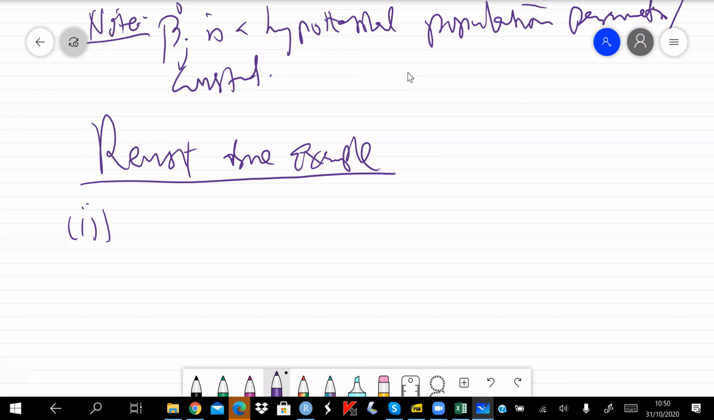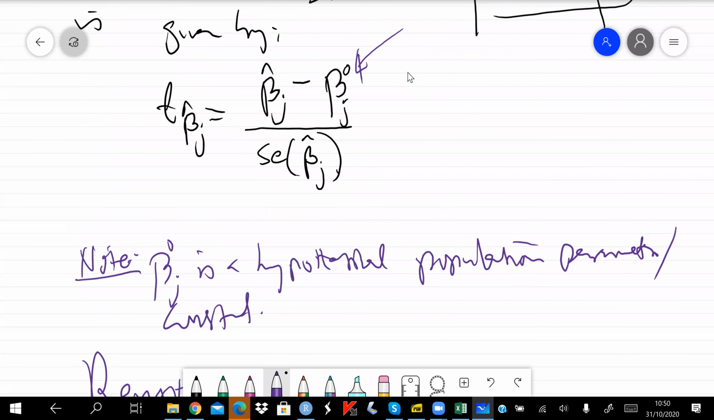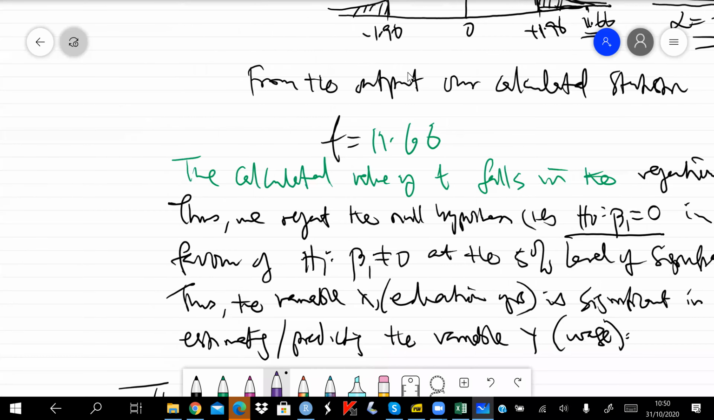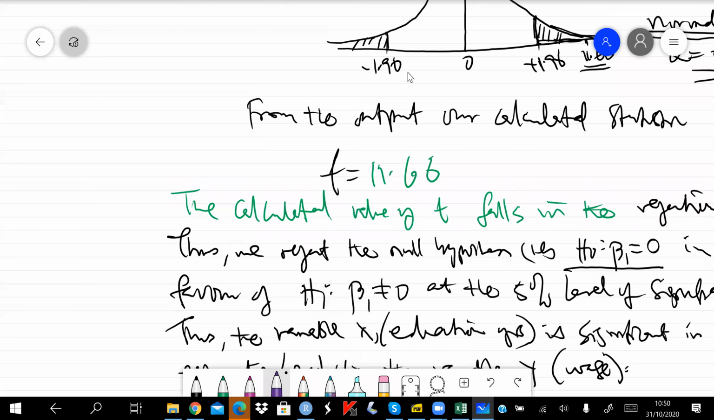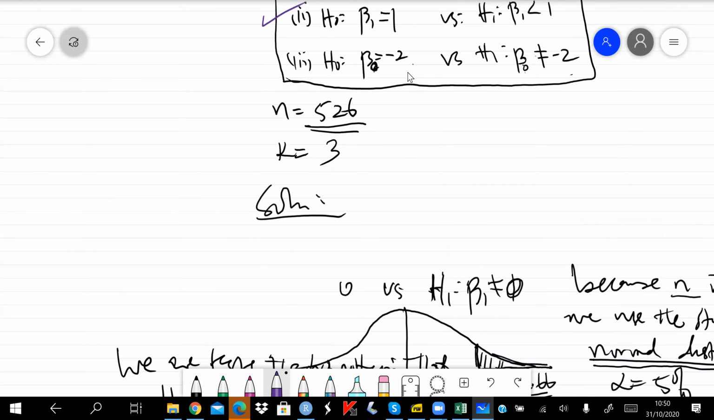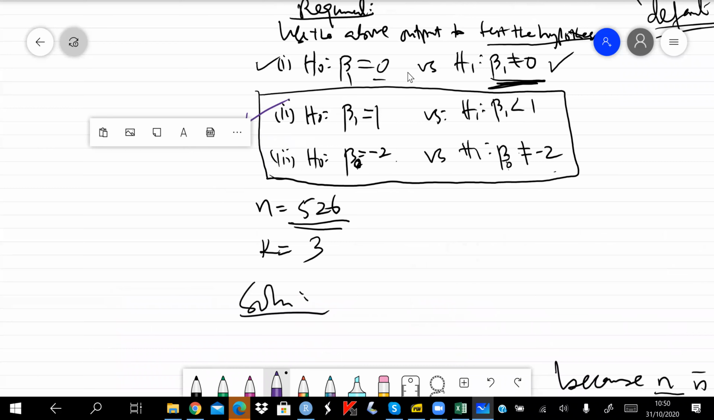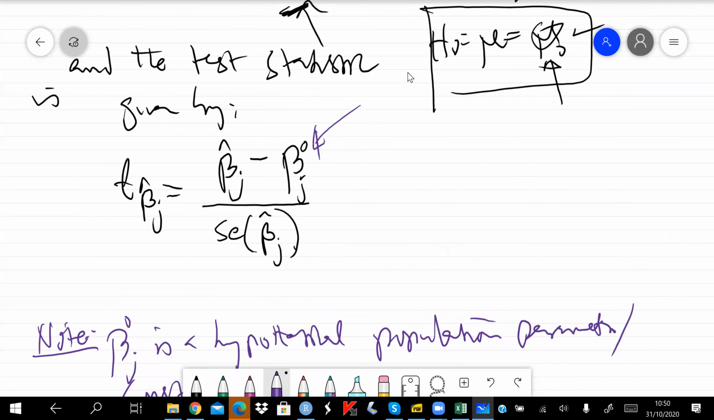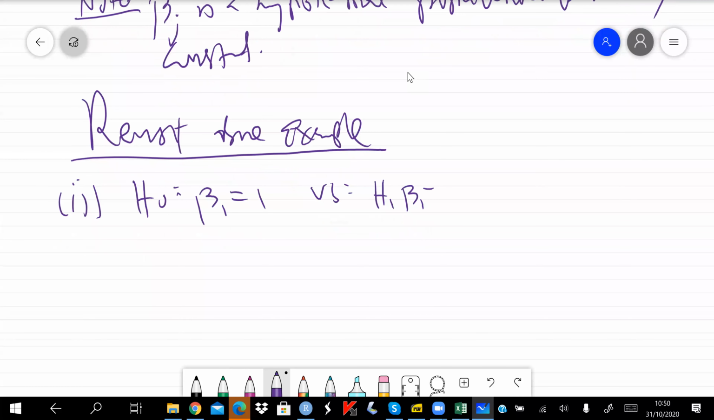So let's have H naught, that beta 1 is equal to 1, versus H1, that beta 1 is, what is the alternative hypothesis? What did you say? Less than or greater than? Yeah, it's less than 1. So the alternative hypothesis is calling for a lower tail test.